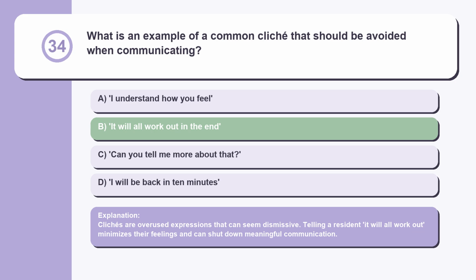Clichés are overused expressions that can seem dismissive. Telling a resident it will all work out minimizes their feelings and can shut down meaningful communication.